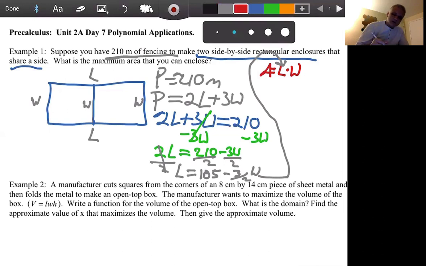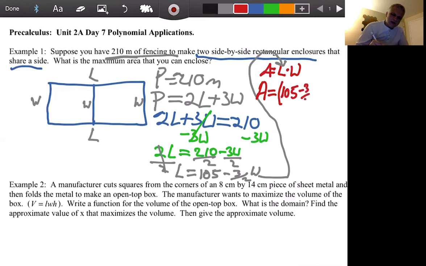So let's do that. So area equals, instead of L, we're going to write 105 minus 3/2 W. If you're into decimals and you want to write 1.5 W instead of 3/2 W, I understand that too. That's the L, times the width. So this is length times width. Area equals length times width. So we did some good old-fashioned algebra 2 substitution. Well, we want to maximize the area.